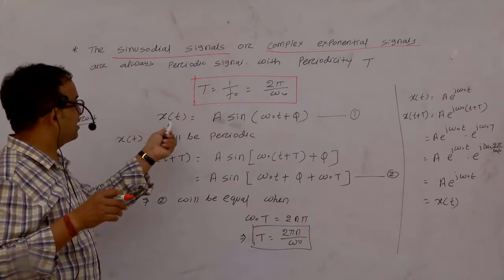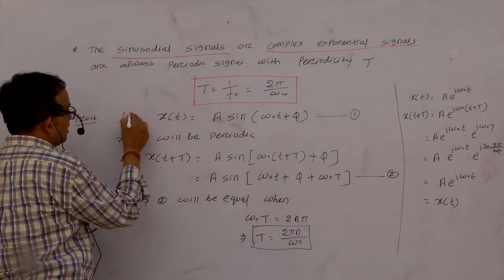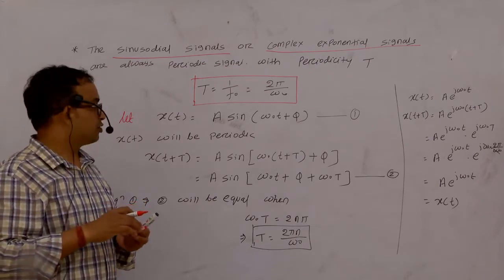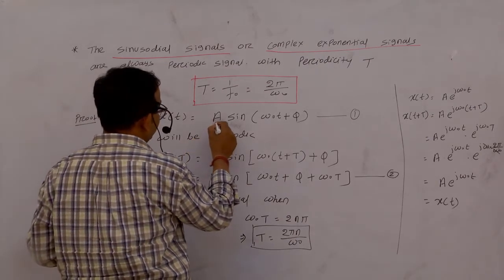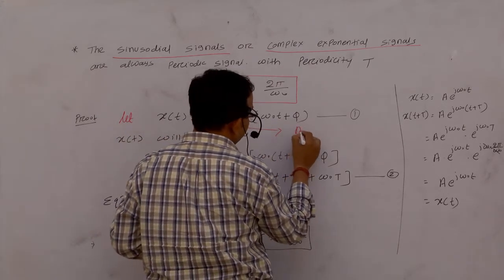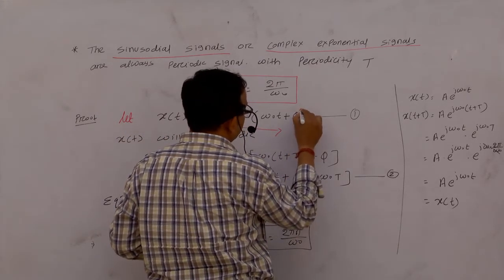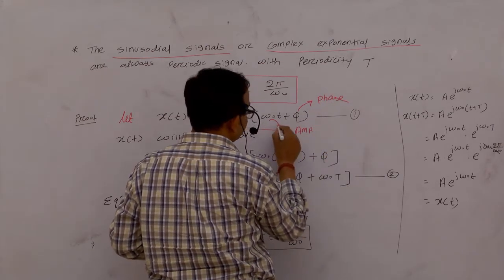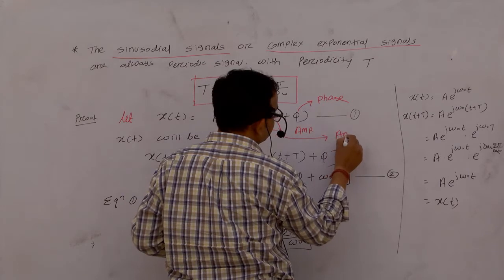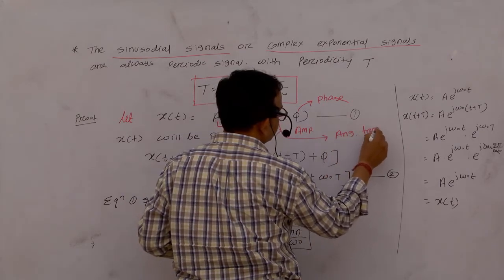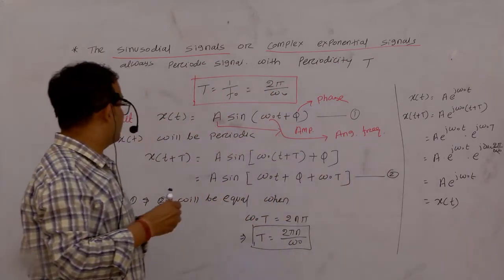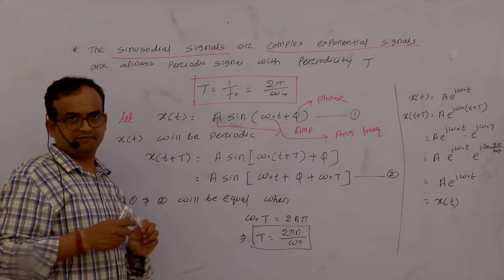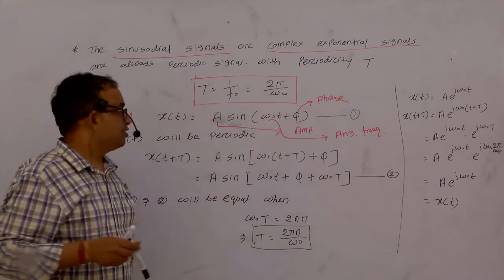Let me consider: let x of t equal to A sin(omega 0 t plus phi). What is A here? A is the amplitude, phi is the phase, and omega 0 is the angular frequency. I have taken the signal x of t equal to A sin(omega 0 t plus phi), and I keep this as equation number 1.